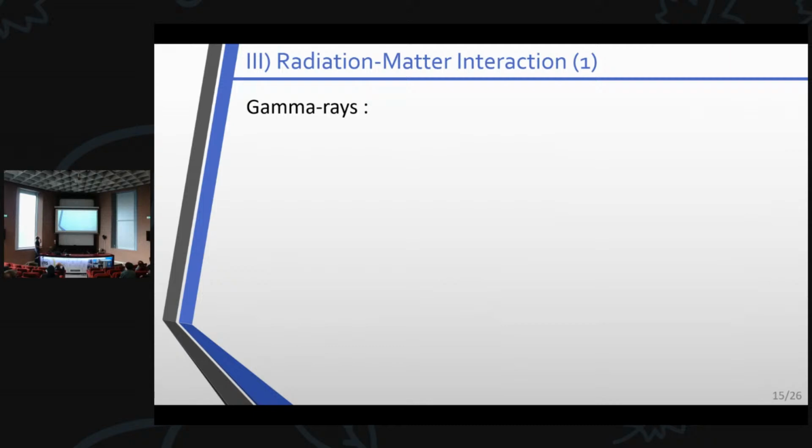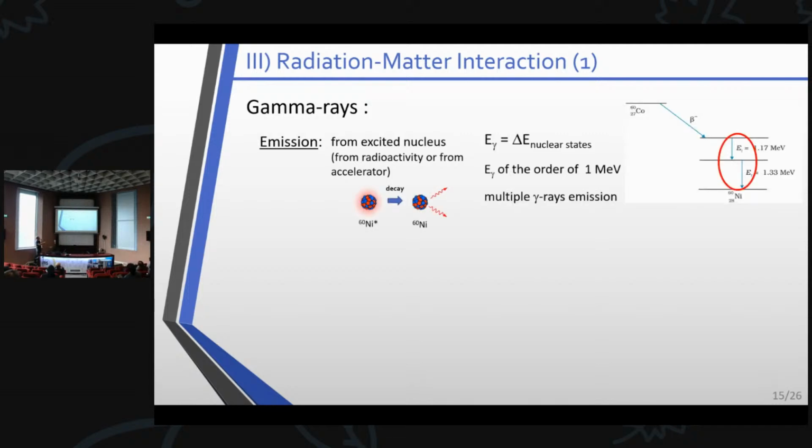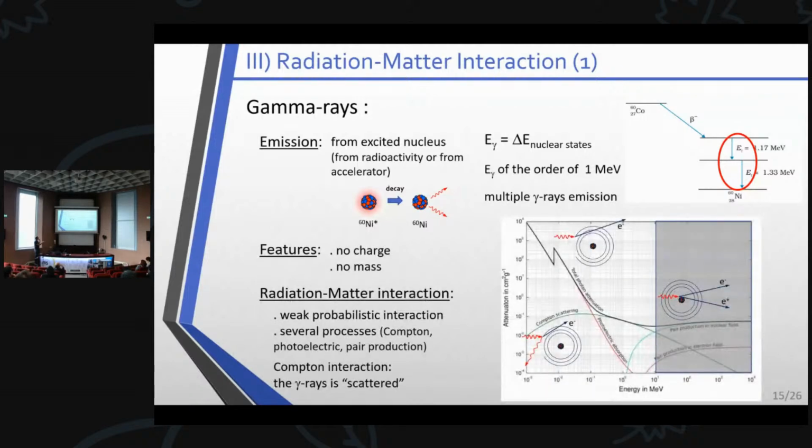Okay, after beta particles, let's speak about the third radioactive process, which is the emission of gamma rays. It's emitted from an excited nucleus. After having emitted your beta particle, you still have energy left, and you emit gamma rays to get rid of this energy. It's typically of the order of 1 MeV. You can have multiple emissions from a single radioactive process. The feature is that there is no charge, it's a photon with no mass, so the interaction will be weak and random.